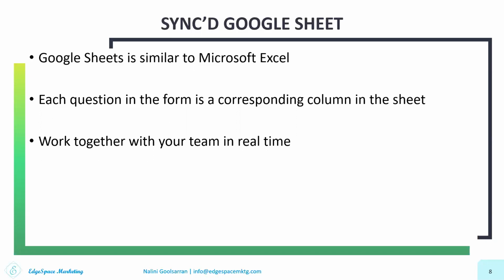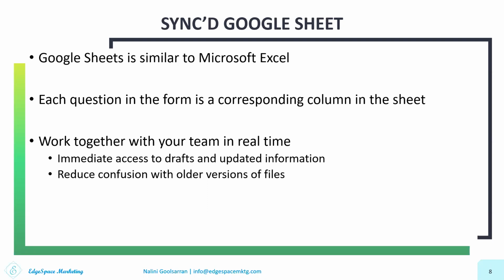It comes in really handy when you have a team of people or someone else that you're working with on that information. You can work together with them in real time without having to worry about the old version of the spreadsheet or that emails were missed and some information wasn't entered. You can see the Google Sheet in real time at any time, so you can see all the responses. You have immediate access to the drafts and updated information. Now, you necessarily won't be updating the spreadsheet yourself, but you will see every time the survey or the form was filled out. This helps to reduce confusion with older versions of files.